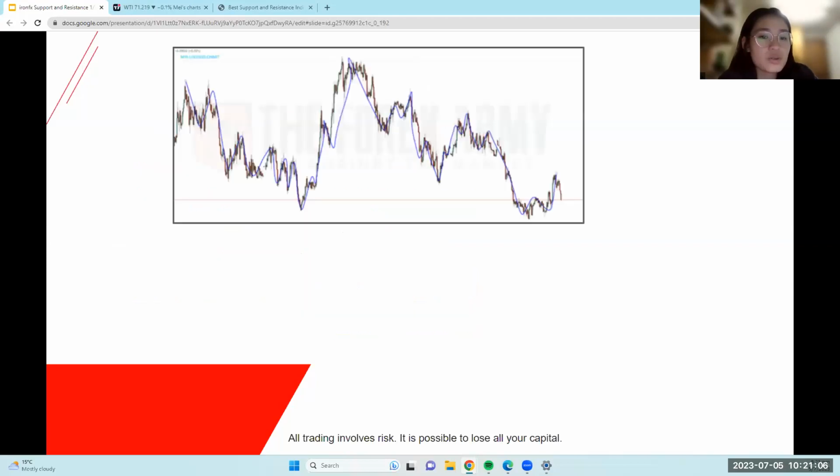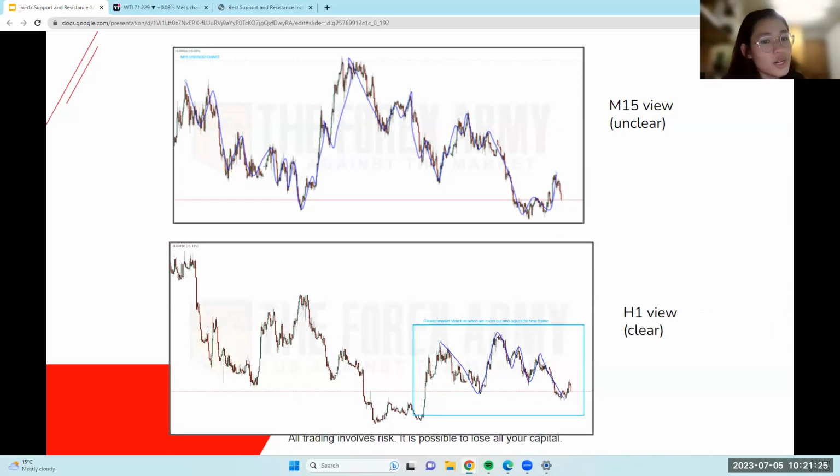Okay, so here's an example of an unclear market structure from the 15-minute time frame. Okay, so it's pretty messy. There's no clear movement in price, and it's generally an unclear market structure. So when we change it to the 1 hour time frame, we can see that the highlighted portion has a much clearer movement.